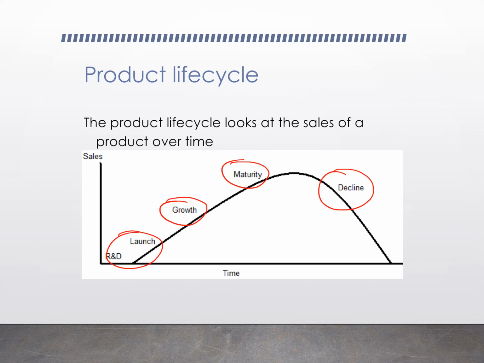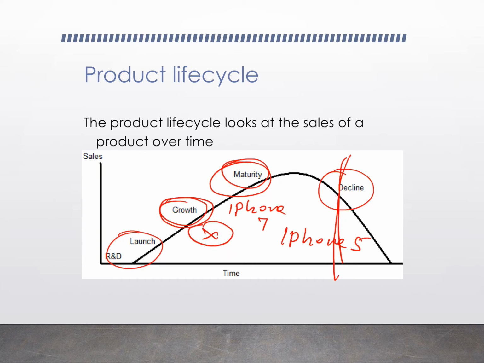For example, if I ask you to label where iPhone 5 is, you might categorize it over here. What about iPhone 7? Maybe somewhere here. What about the latest iPhone they launched? Maybe it's at a growth stage. So you can see different products are at different stages in the product life cycle.